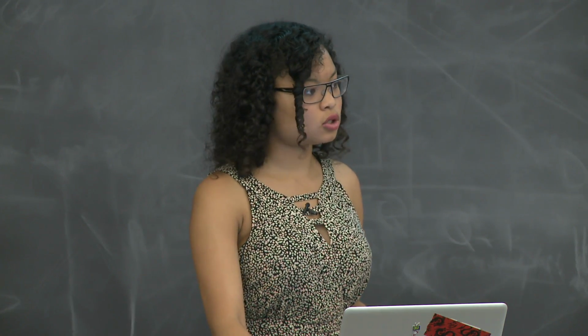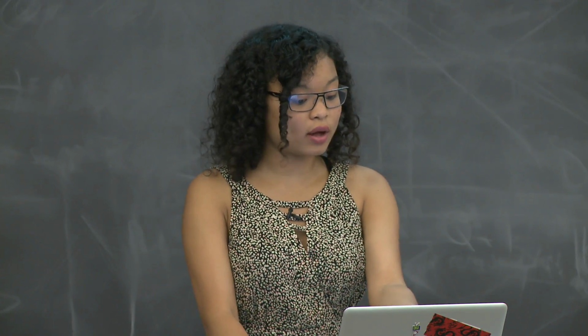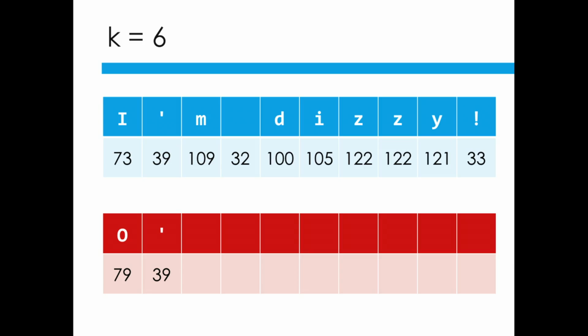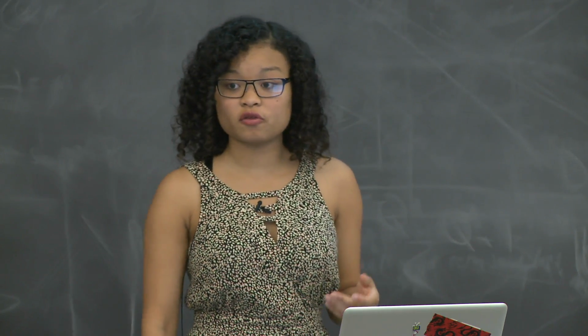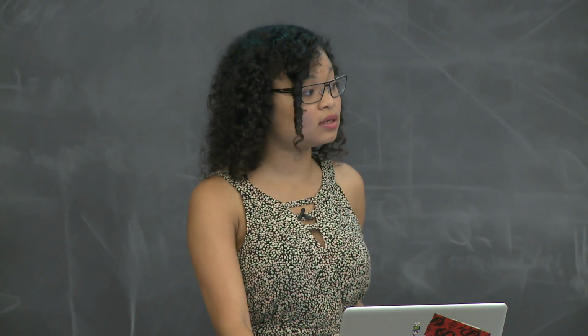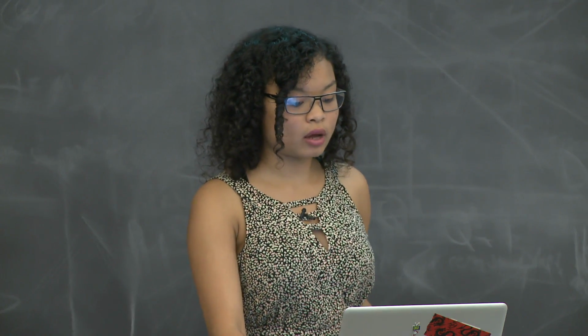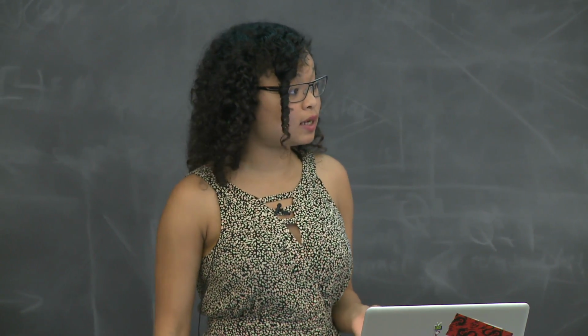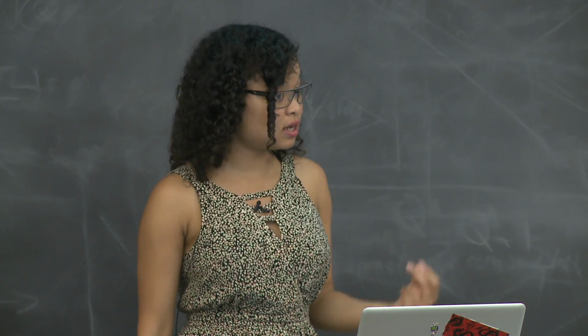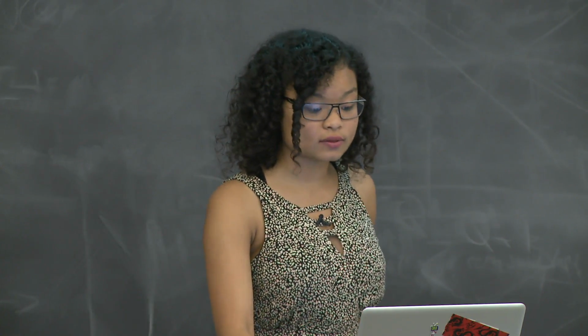Okay. Now we want to go to the next character, right? The next, at index 1 of the plain text, would be the apostrophe. But remember, we only want to encipher the letters. So we want to make sure that the apostrophe actually stays the same, that we don't change it from 39 to whatever 45 is. We want to keep it as an apostrophe. So we want to remember to only encipher the letters because we want all of the other symbols to remain unchanged in our program. Another thing that we want is to preserve capitalization. So when you have an uppercase letter, it should stay uppercase. Lowercase should stay as lowercase.